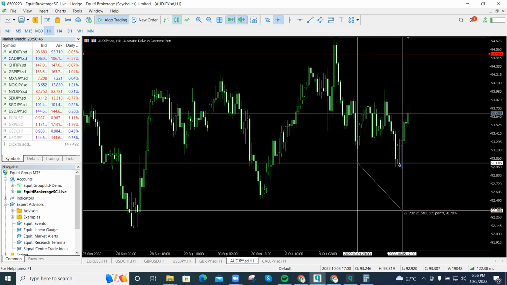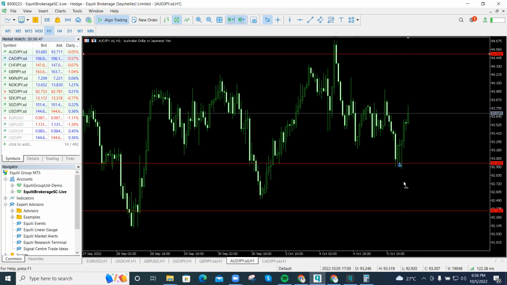So then we have 655 points. Let's go with 655 points. So with our stop loss, we are risking about 655 points on this trade. Now, how can we use that to know the lot size that we should place on this trade so that we don't risk more than $20? It's very simple. Let's go back to the whiteboard and let me show you that real quick.